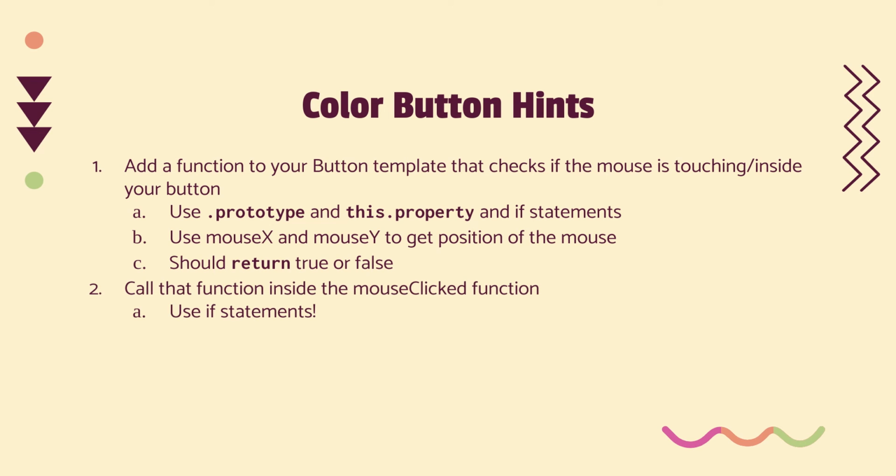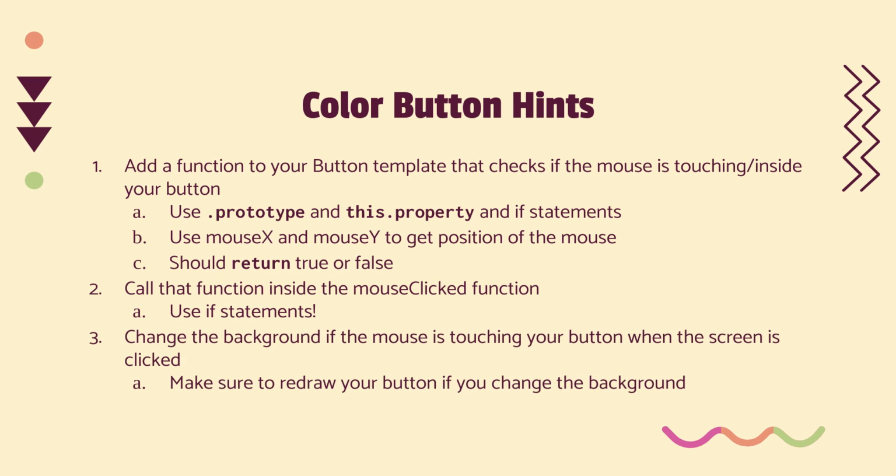And then also call that function inside the mouse clicked function. Make sure to use if statements. Change the background if the mouse is touching your button where the screen is clicked. So basically, if your mouse is touching your button and the screen is clicked, make sure to draw the button. And then also redraw your button if you change the background, since if you change the background, the button will get covered up and then the user can't see it anymore.